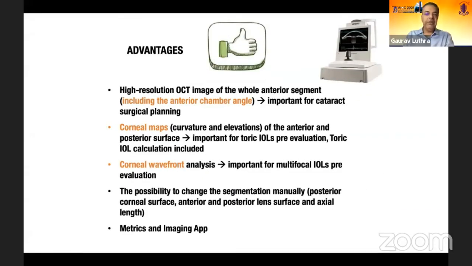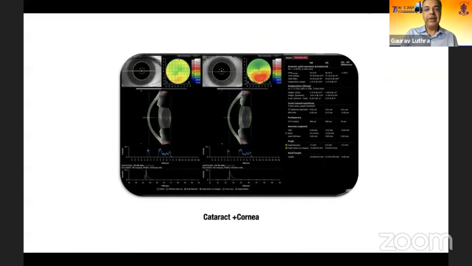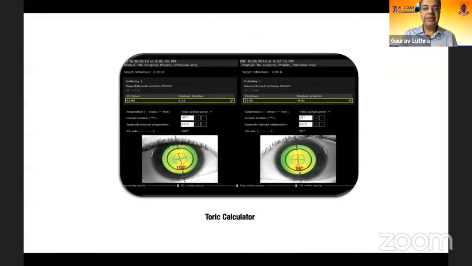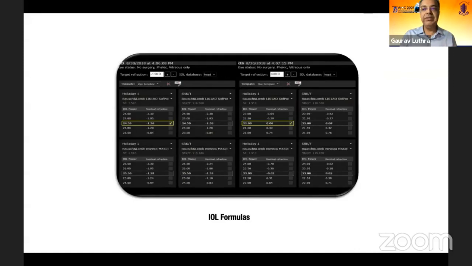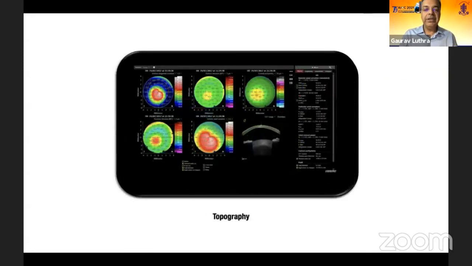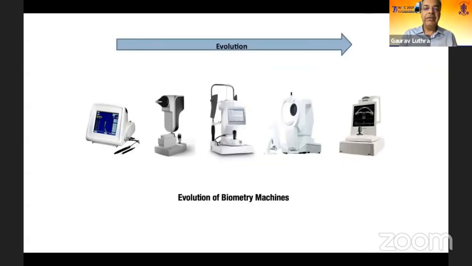It gives you the corneal wavefront analysis and also gives you the corneal maps, including the anterior chamber angle. And it gives you the topography and the epithelial thickness mapping. It gives you almost all that you need and way beyond, and gives you all the aberrations as well. So I think going on, we've come a long way.